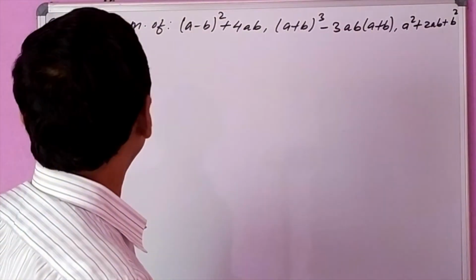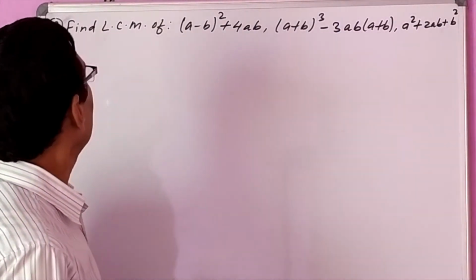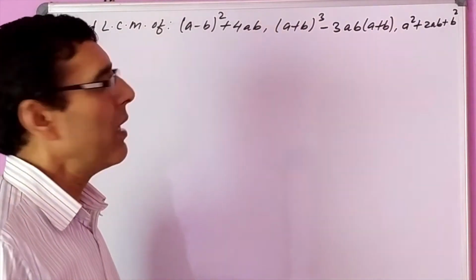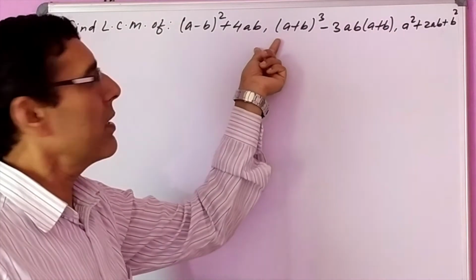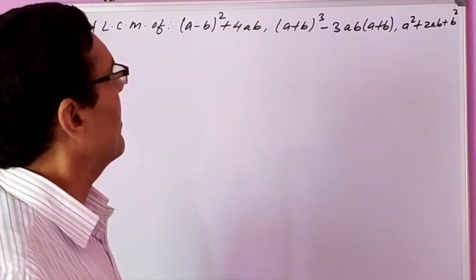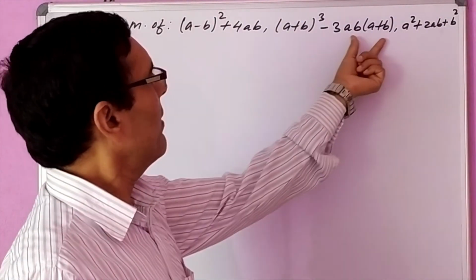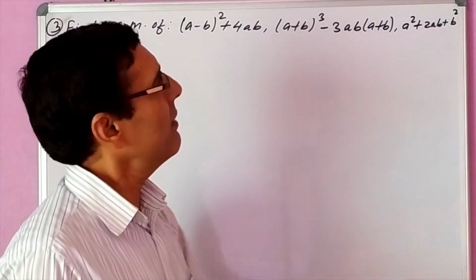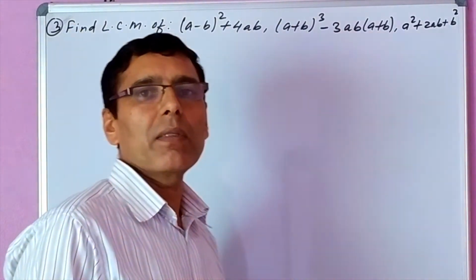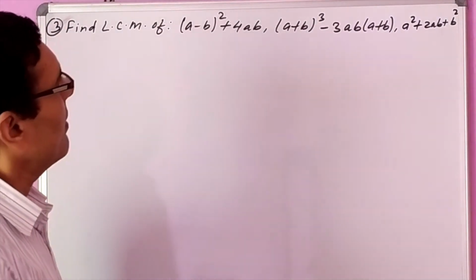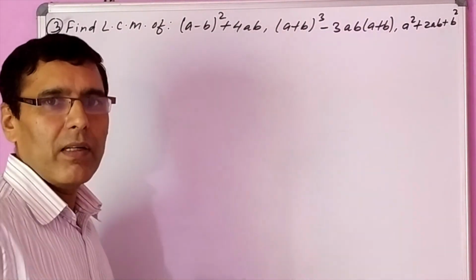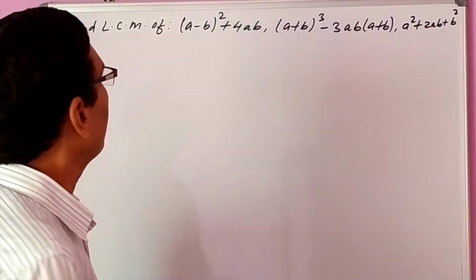Class. Here we have another question, question number 3, to find the LCM. Here also there are three expressions. First expression, A minus B whole square plus 4AB. Second expression, A plus B whole cube minus 3AB times A plus B. And third expression, A square plus 2AB plus B square. So we are finding the LCM by factorization method. So first we factorize all the three expressions one by one.